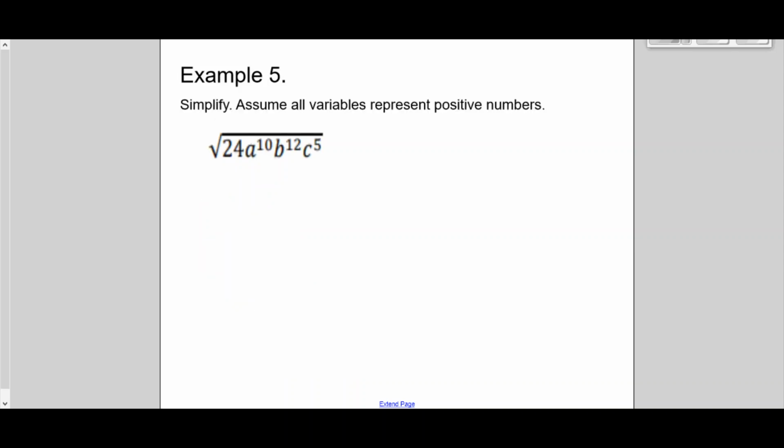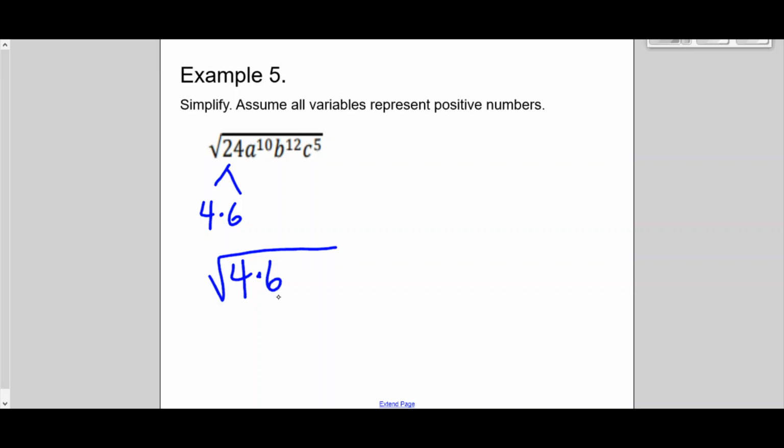Simplify again, we're assuming that all the variables are positive numbers. So here we have a number and a whole bunch of variables. So let's start with the number. So 24, that's divisible by 4. So this will be 4 times 6. And then I'm going to rewrite this as the square root of 4 times 6.